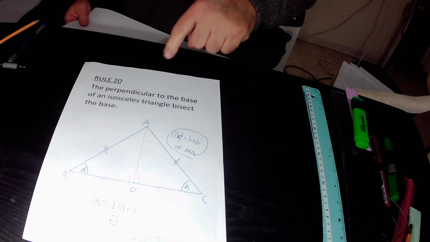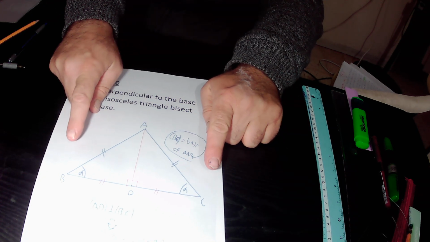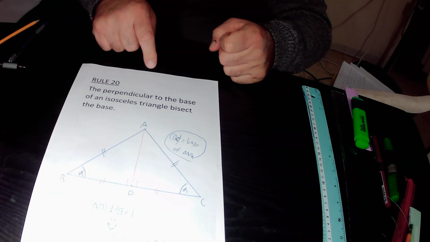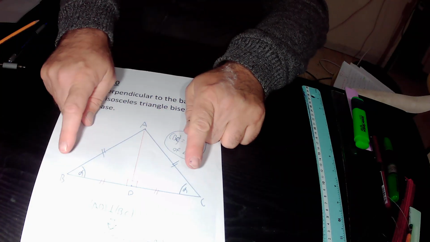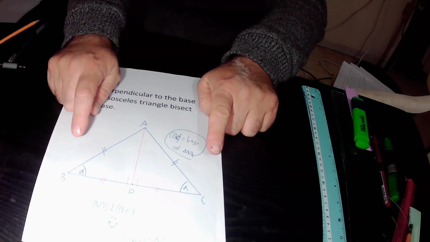In the following, we have the associated triangle, triangle ABC. Triangle ABC is an associated triangle because AB equals AC. BC is the base of this associated triangle. According to rule 20, the perpendicular AD to the base BC bisects the base BC. This is to say, it divides the base BC into two halves.